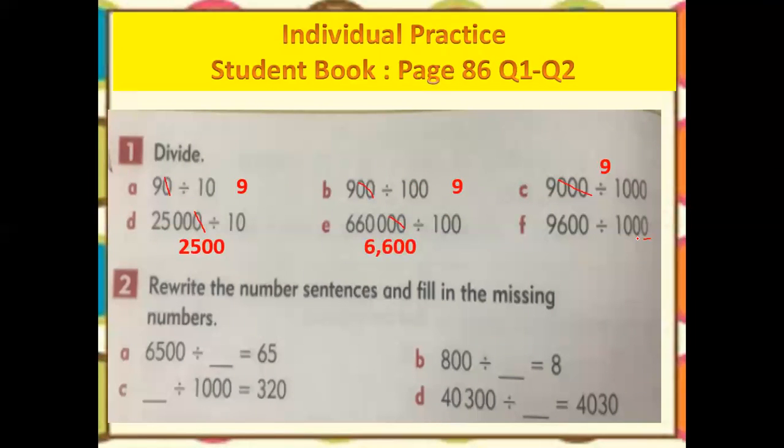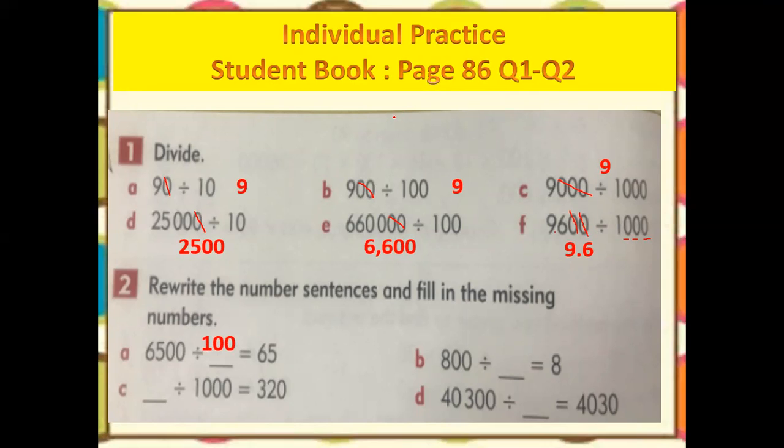How many zeros do we have? 3. So let's count. So we will cut 3 zeros. 1, 2. But we don't have any more. So what do we do? So we will put a point in between. All right? So like for example here.